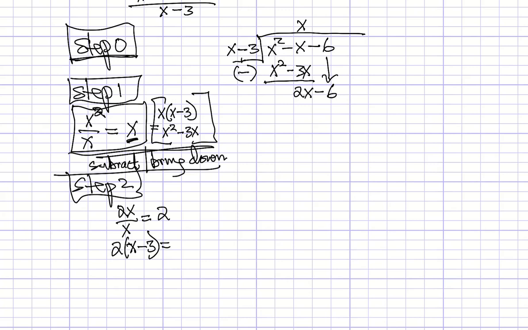I'm doing it vertically because I know I'm almost done. That is 2x minus 6. You see it, right? And then you put it here. Subtract. Put it here, 2x minus 6. Okay, and then you subtract.